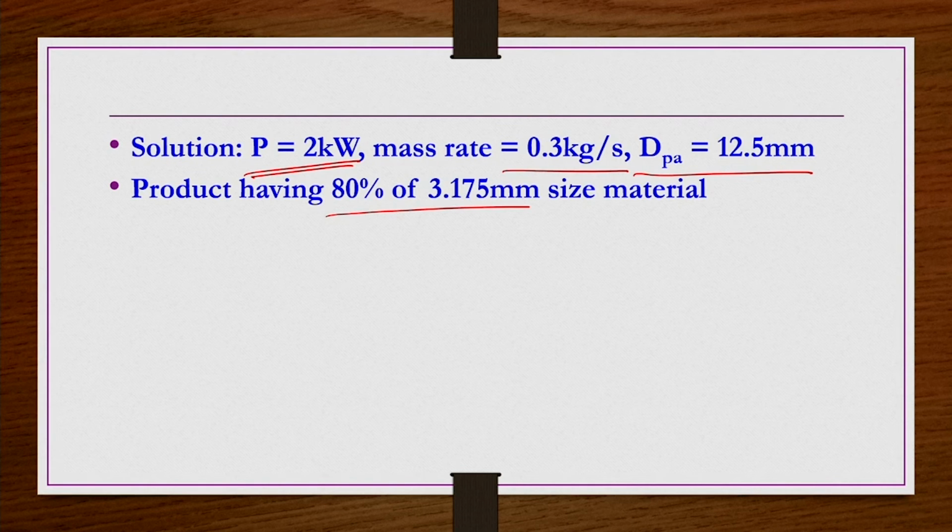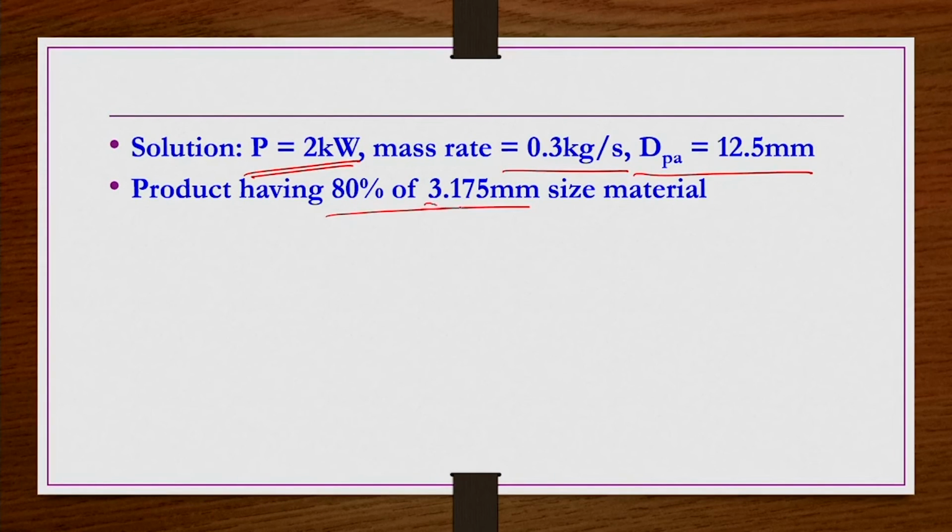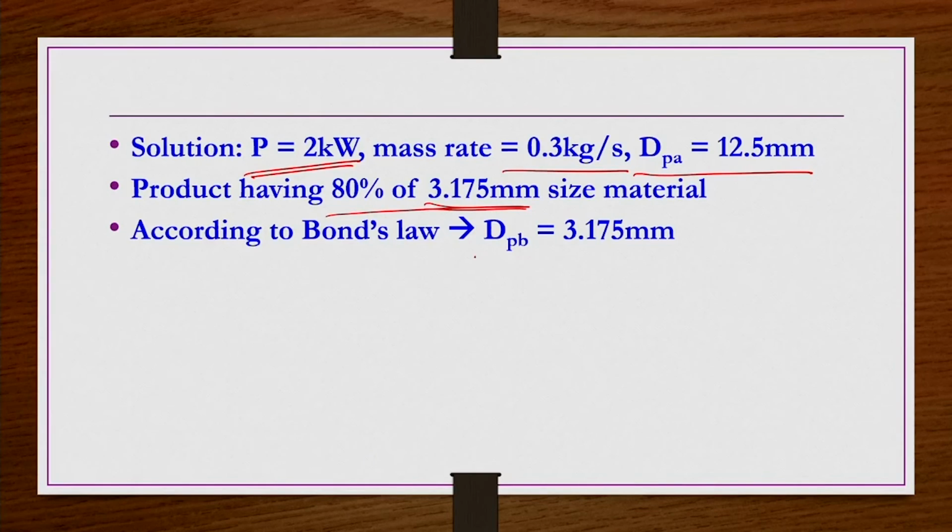So which one should be taken? As per Bond's law, the size at which 80% of the material passes through the screen should be taken as the product size. So in the product 80% of the material is having 3.175 mm size, that means dPb is 3.175. You cannot take 2.5 mm or 2.25 mm of the remaining 10% material. Okay. So according to Bond's law, dPb is 3.175 mm. This is the only difference compared to the other crushing laws. One should be careful in applying these things.